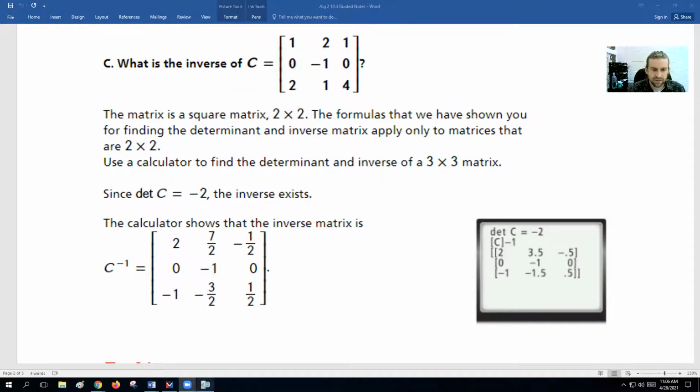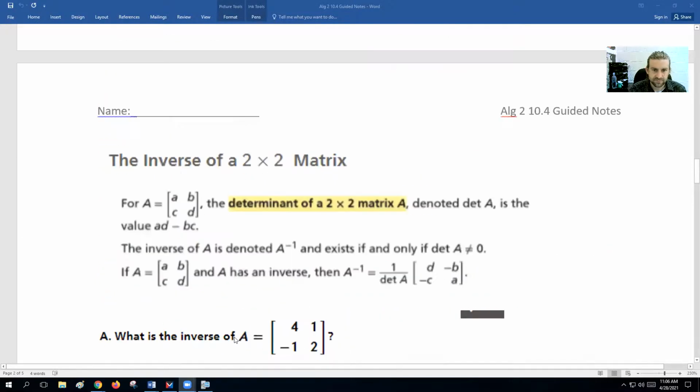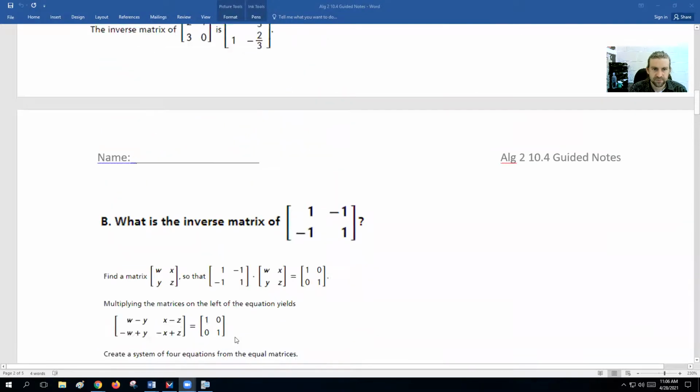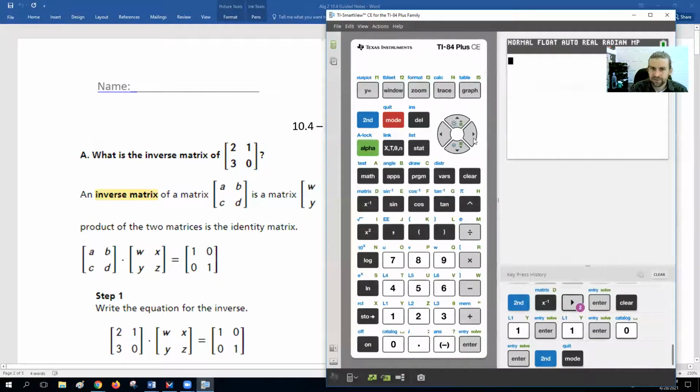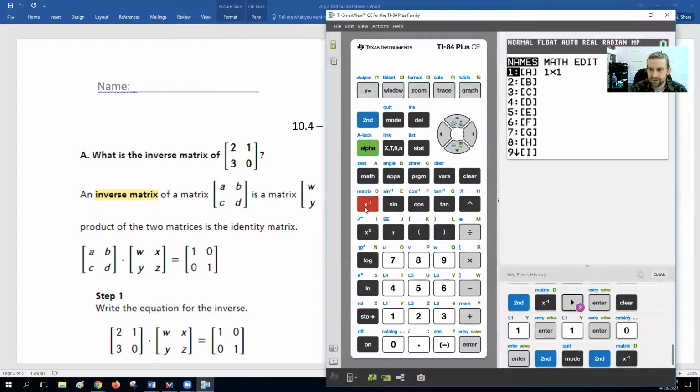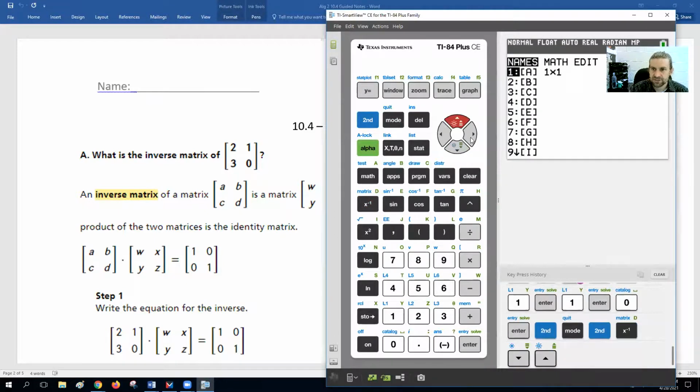Okay, let's talk about a calculator. Our calculator can do some work. Now let's look at some of the matrices that we've already done, like this first example here, this 2, 1, 3, 0. If we have a graphing calculator, I want to make sure that you guys can see this here. There is a button here. If we press second and then the x to the negative 1 power, we get this matrices menu here, and we can have a lot of different matrices stored.